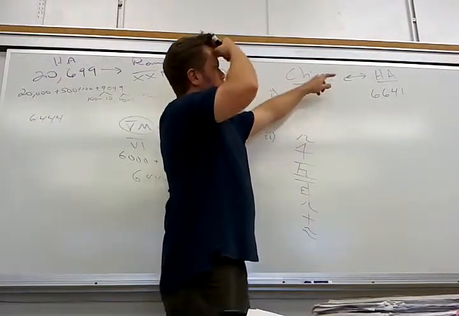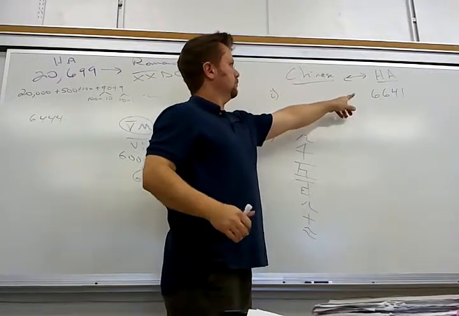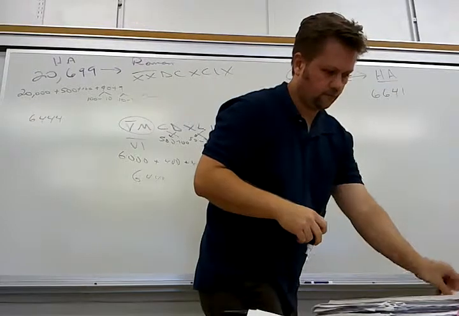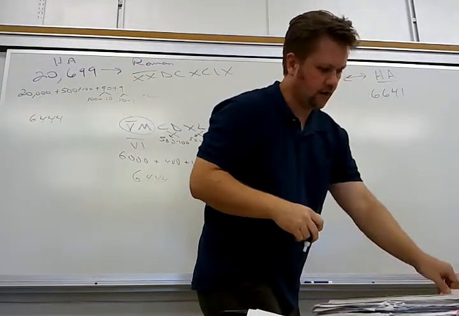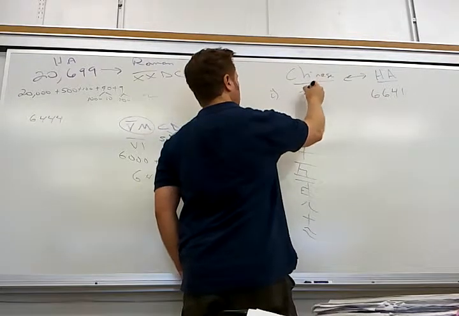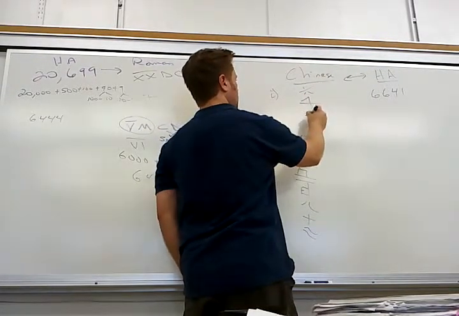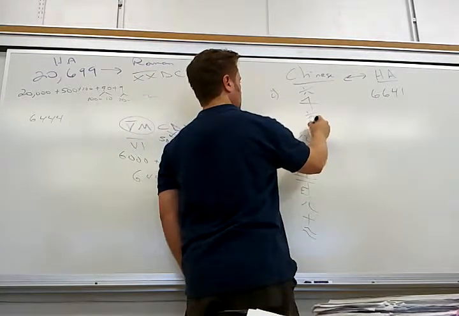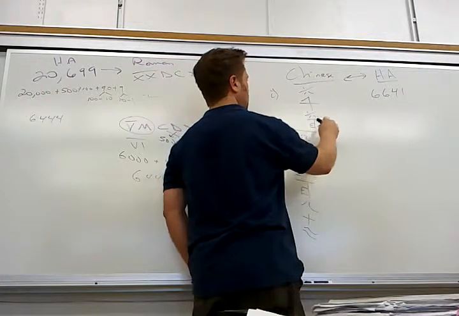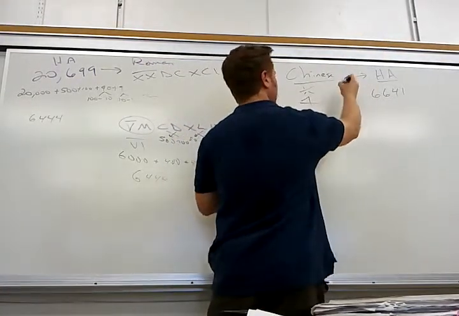All right, so let's see. Hindu-Arabic for this guy. So you need 6,000. 6,000. 600. Good. So 6,000, 600, 4. God, I made this terrible. 641, right? So I'm going to do just what you said.